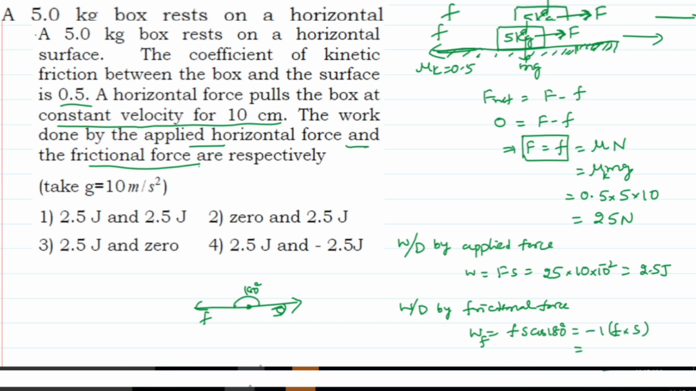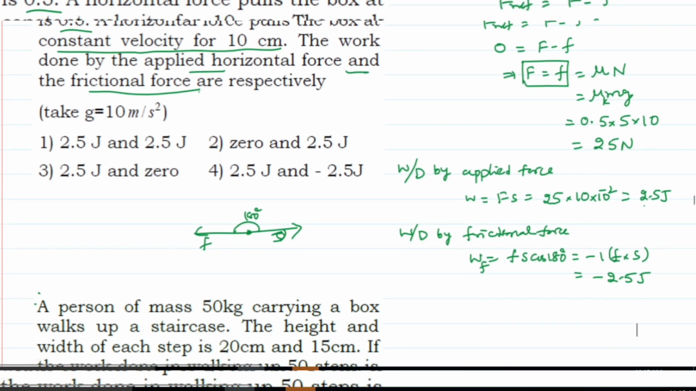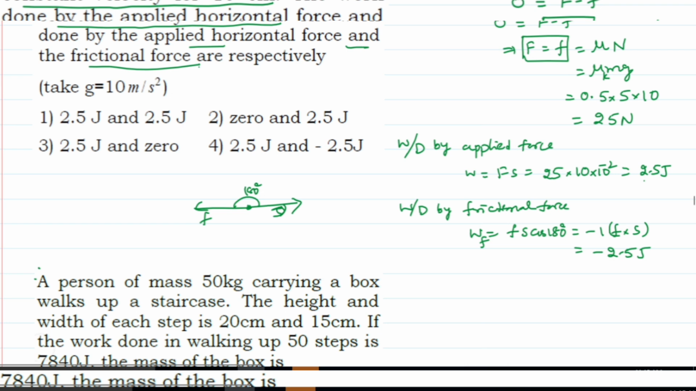Here the force value will be the same. The applied force is equal to the external force. Frictional force is nothing but the applied force, so we get 2.5 joules, but it is a minus value. Right? Minus 2.5 is the correct answer. Work done by the frictional force is minus 2.5 joules. Work done by the applied force will be 2.5 joules. So the fourth one is the correct answer.